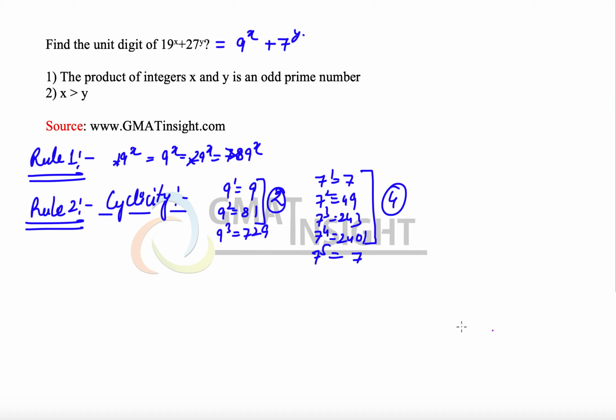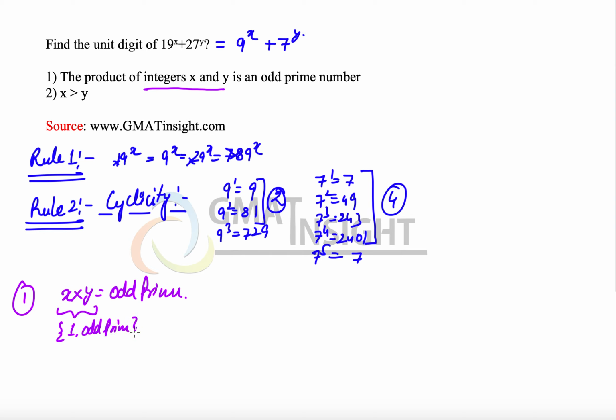Now let's quickly check these statements. The first statement says that the product of integers x and y is an odd prime number. The prime numbers have exactly two distinct factors, first is 1, second the number itself, and a prime number can be written only as a product of 1 and the number itself. Which means x into y is equal to an odd prime number, so one of them definitely has to be 1 and the other one has to be an odd prime number.